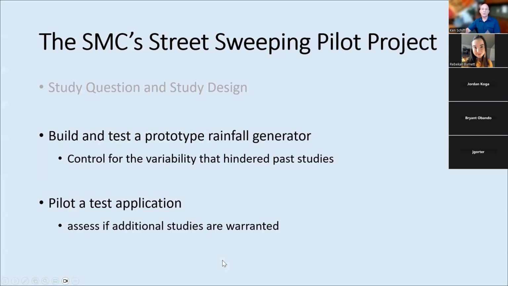All right, so I told you there were three things I was going to talk about in the setup. The first was the study design and the study questions, which I just went over. So let's talk about the rainfall generator, because that's the thing that's going to control for all the variability in the climate. And that's the thing that really caused a lot of confusion in the literature during our lit review.